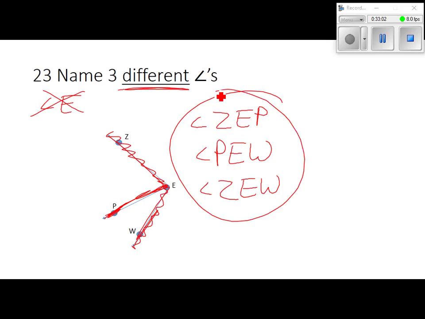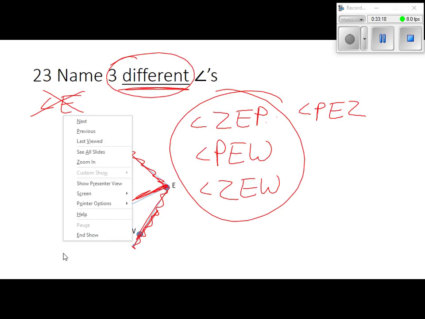Now there's other ways. If you name this top angle, you named it angle PEZ, that's fine, but you can't also name angle ZEP because that's the same angle, just named 2 different ways. And we wanted 3 different angles.